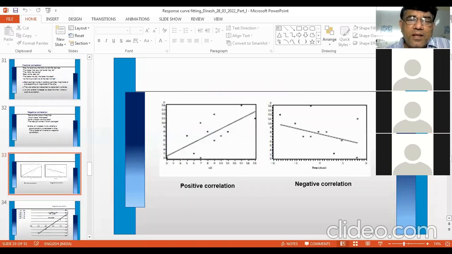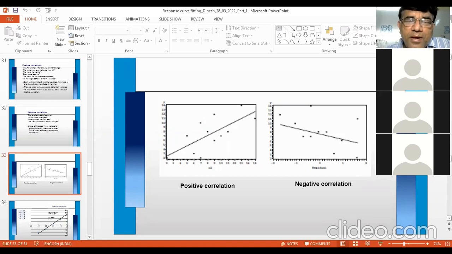Now you can see in this picture, are you studying some statistical courses in statistics? Yes, sir. So they must be teaching you correlation analysis, positive correlation, negative correlation. In this picture, on the left side, one is increasing, the other is also increasing. So that means it is your positive correlation. Normally on the x-axis, we represent the independent variable, that is x. On the y-axis, we represent the dependent variable, that may be yield, growth, or any other parameter. In negative correlation, one variable is increasing and the other is decreasing. So this is your negative correlation.